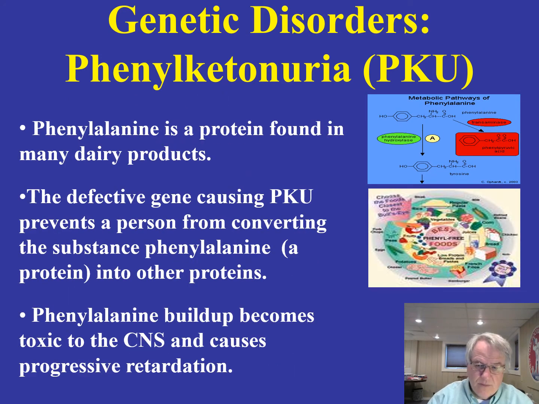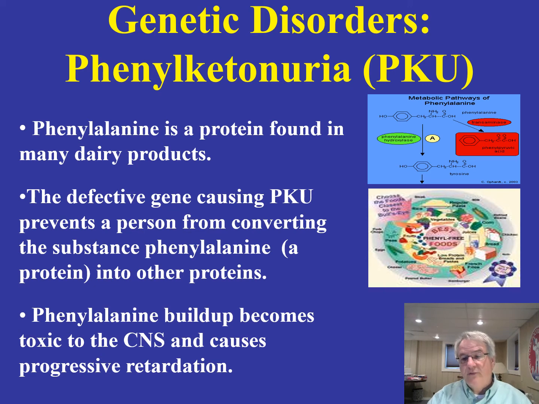Well, here's what we know about this. Phenylalanine is a protein that you find in dairy products. And one of the things that happens in a PKU child is that because they lack this gene that allows the individual to convert phenylalanine into other proteins, that phenylalanine builds up almost in toxic concentrations in the central nervous system, and it causes retardation.